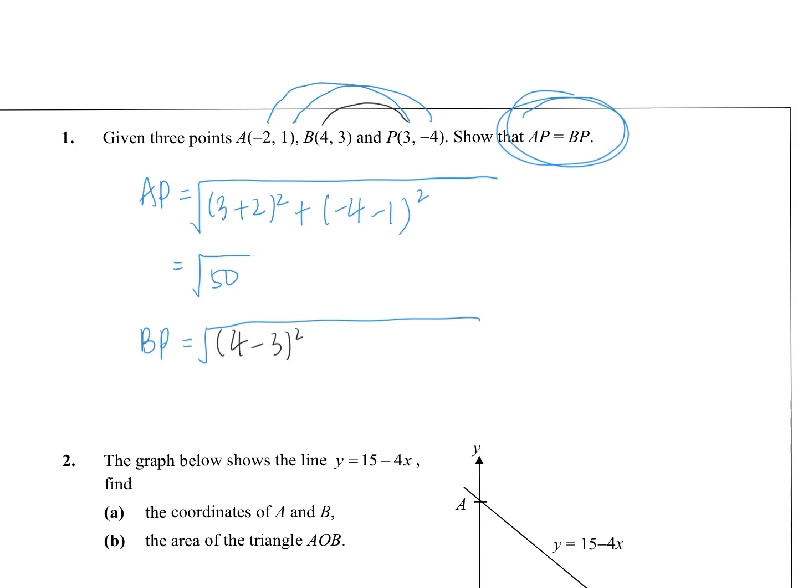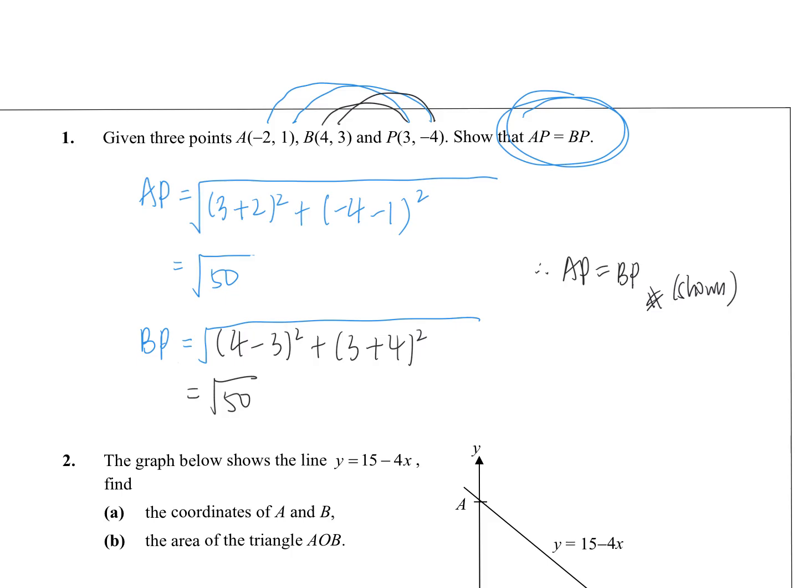Then you get 50. So 3 minus 4 is 3 plus 4. So this is a 49. This is a 1. So also square root 50. See, look. Therefore AP is equal to BP. Shown. That's all.